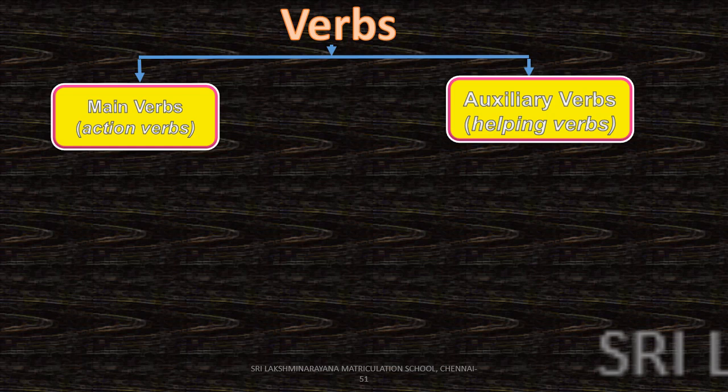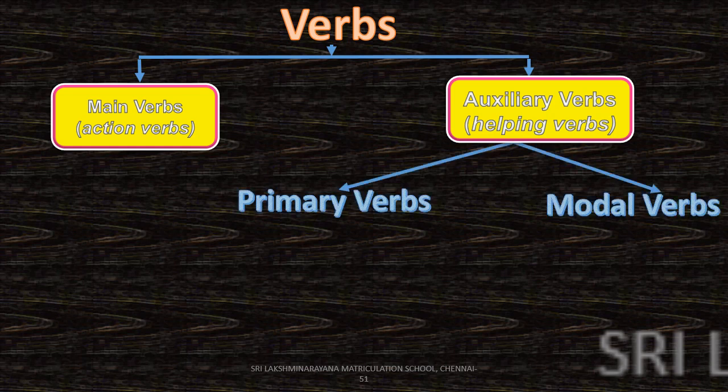When a verb is used in a sentence, it can be used in 2 ways. It can either be used as a main verb in a sentence or it can be used as an auxiliary verb. Auxiliary verb is also called a helping verb. It helps the main verb in a sentence. Now, the auxiliary verb in turn divides into primary verbs and modal verbs.